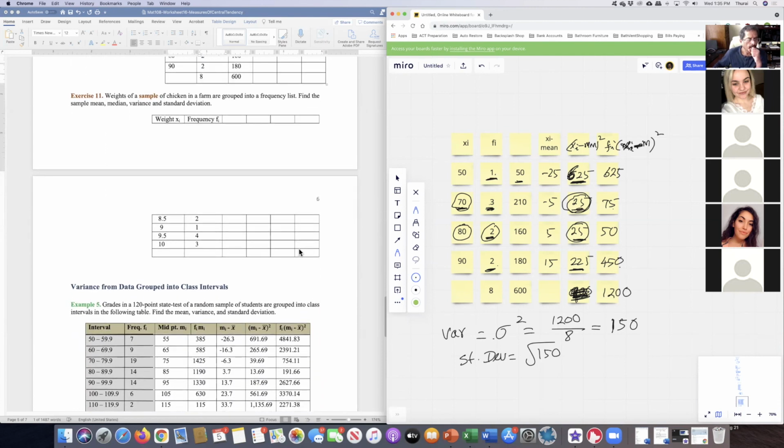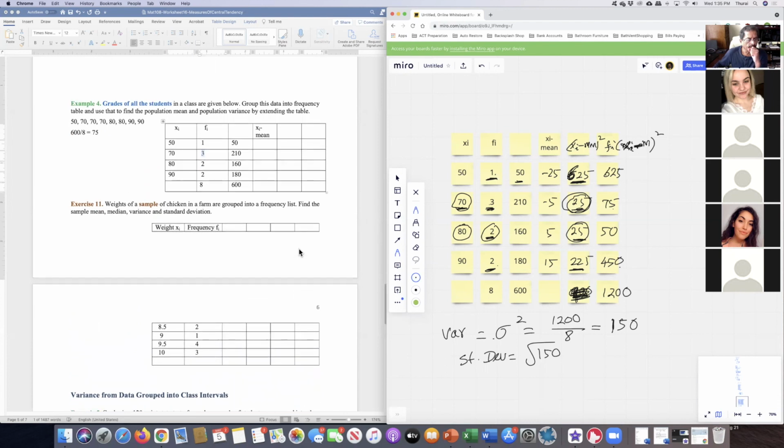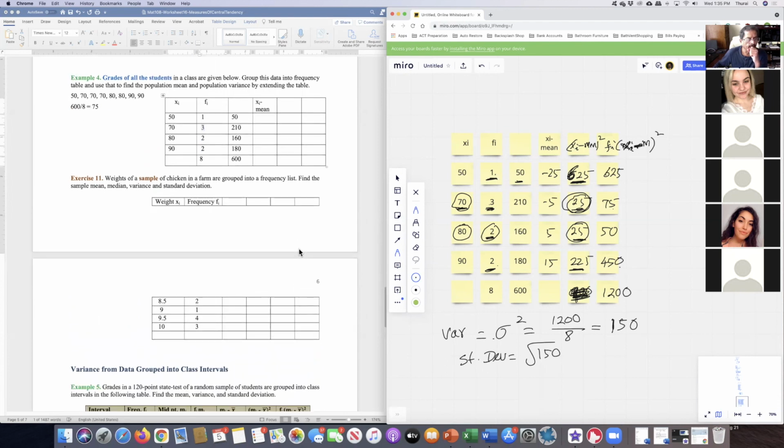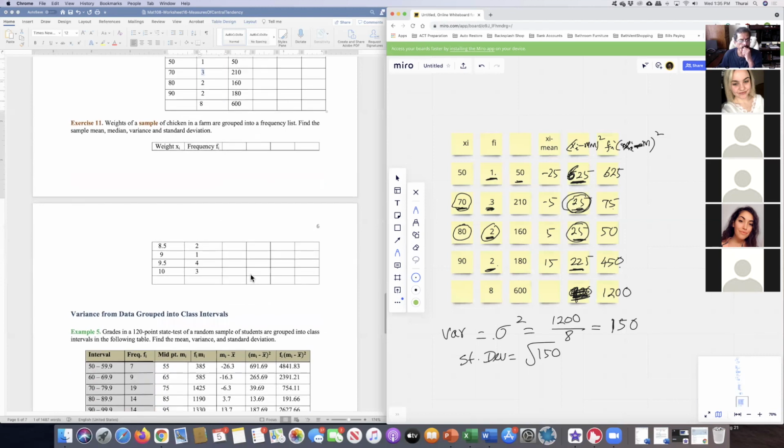All right. So that finishes variance and standard deviation for data that is not organized or organized into a frequency table. If they give you data already organized into a frequency table, you do the exact same thing by extending the table. So the data grouped into class intervals, I'll discuss that. It'll only take a few minutes, but I don't want to take your time. We are out of time. So we will discuss that in the next class.